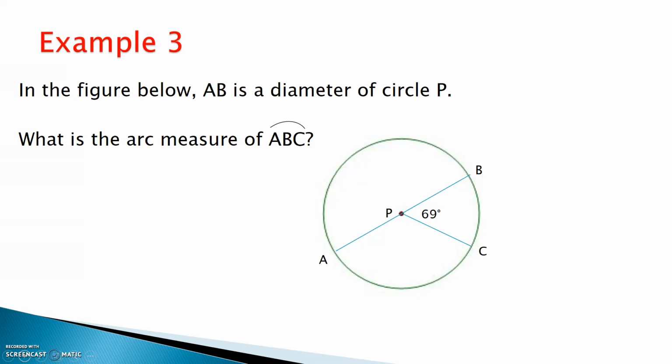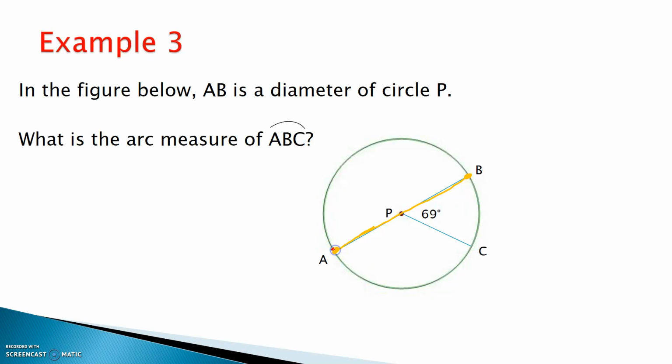All right, in the figure below, AB is a diameter. That's cutting my circle in half. I know that top half up here is 180 degrees. The bottom half is 180 degrees. What is the arc measure of ABC? So now they want the major arc. How do I know it's a major arc? It's using 3 letters, so I better go the long way.